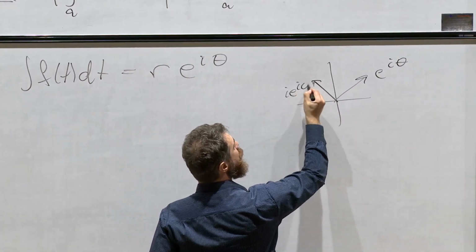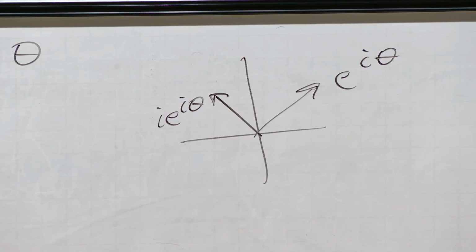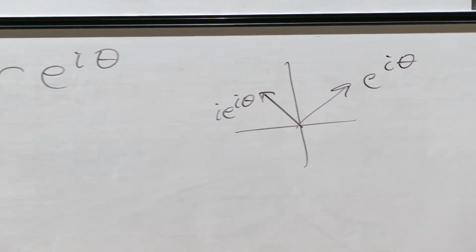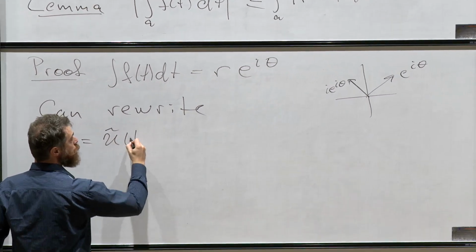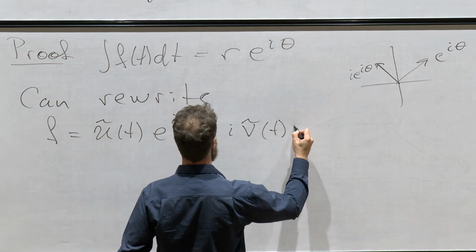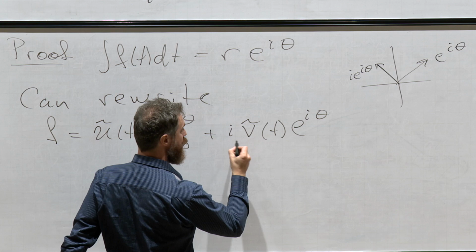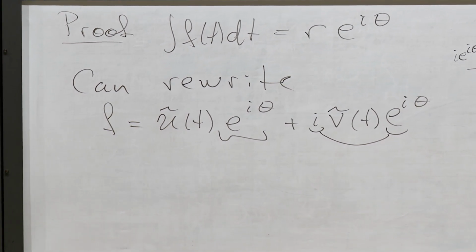And this is the same vector rotated by 90 degrees. And they form a basis. Since they form a basis, everything can be written in this basis. So we can rewrite f as u tilde of t e to the i theta plus i v tilde of t e to the i theta. So basically, at each point t, we write it not as real part plus i imaginary part, but we use these two orthogonal vectors to represent the value. Okay? So far, so good?